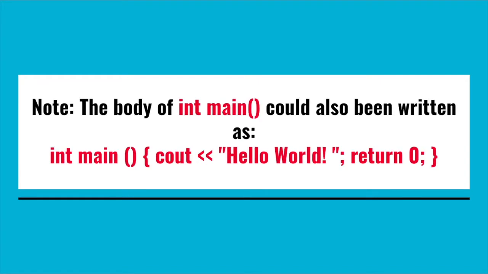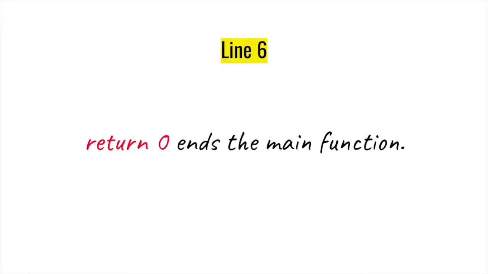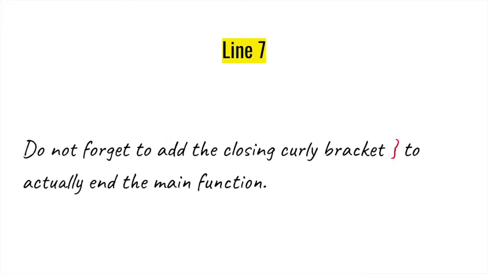The body of int main could also be written as int main, curly brackets open, cout, insertion operator, hello world, semicolon, return 0, semicolon, and the curly brackets end. Remember, the compiler ignores white spaces, however, multiple lines make the code more readable. Line 6 is return 0, which ends the main function. Do not forget to add the closing curly bracket to actually end the main function. This is what line 7 consists of.